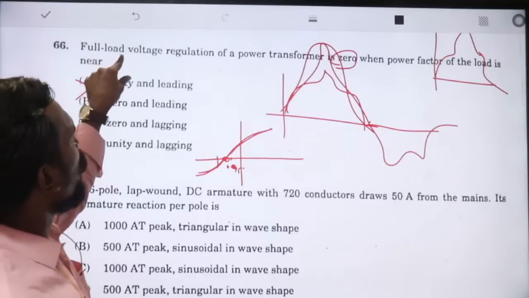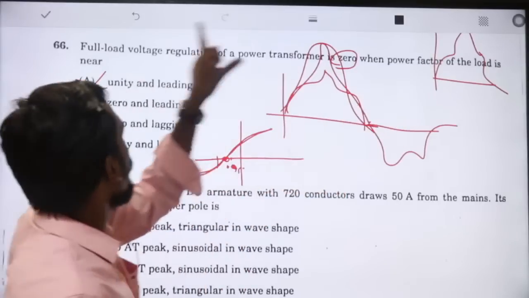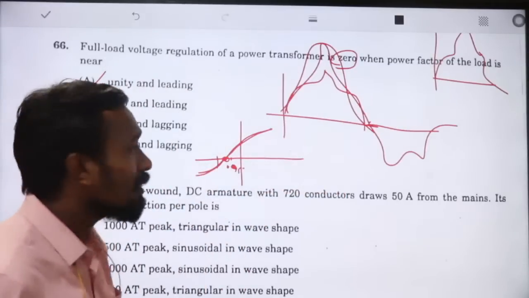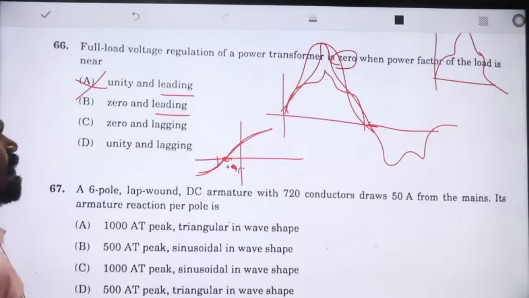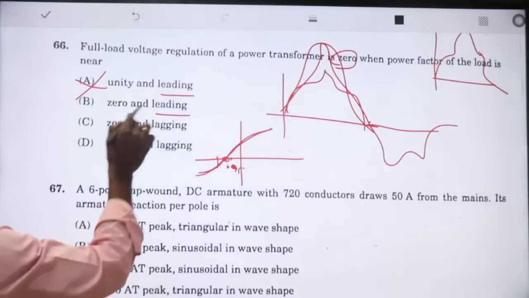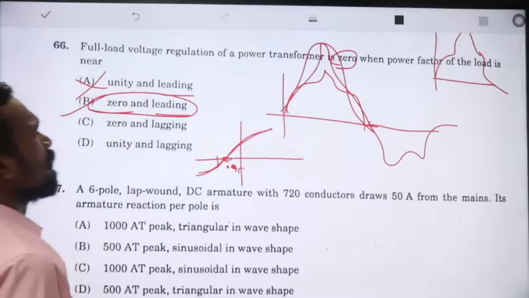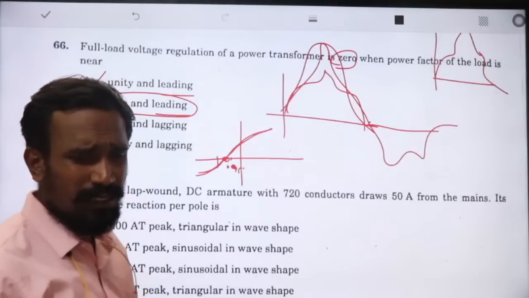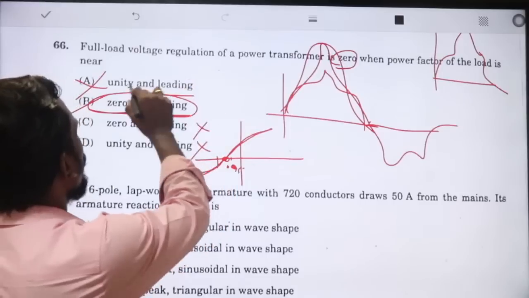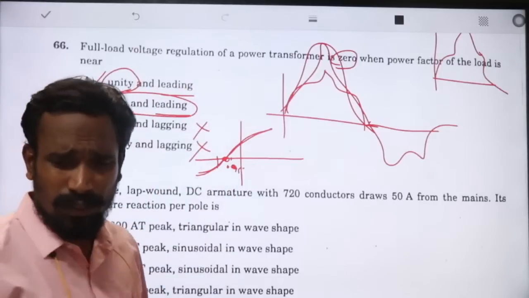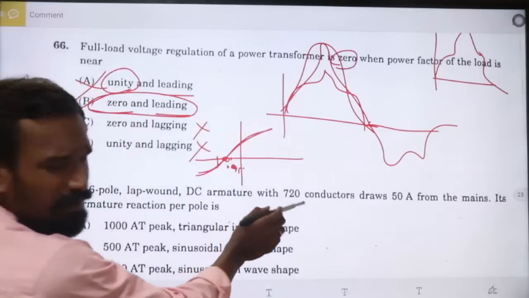Full load voltage regulation of a power transformer is 0 when the power factor of the load is near to... Leading is the correct answer. But which do we have to consider here? Unity is the wrong answer, so we have to consider this B. There is no possibility in lagging. Of course, in leading, but unity is the wrong answer. Yes. Let's go for the next.